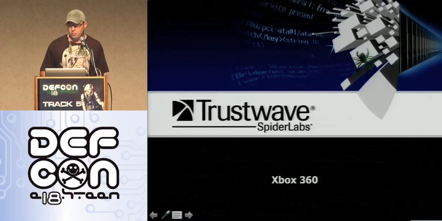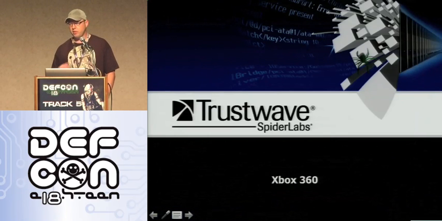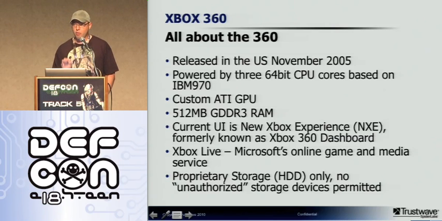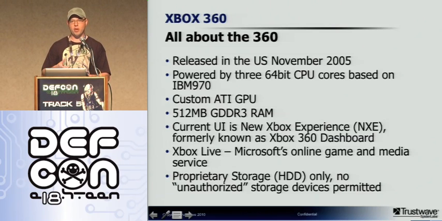First hard drive we rip apart is the 360. All about the 360. The only thing to really note here is the last bullet with proprietary storage. They only allow authorized storage devices, which, if you're following along in the PDF, I actually show how to break apart, but it's a plastic case. It's a standard 2.5-inch laptop hard drive.